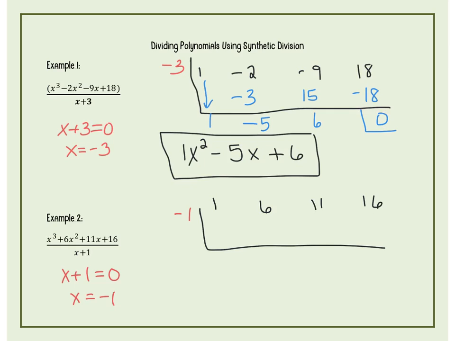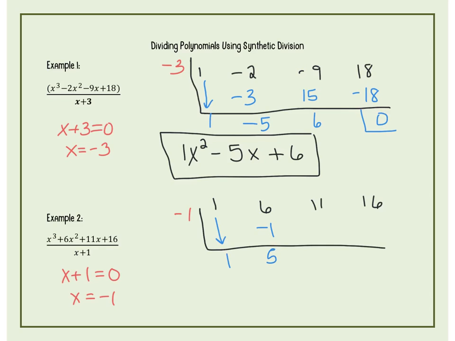Okay. Then we always, always, always bring down the first term. Now we multiply with the number on the outside. So 1 times negative 1 is negative 1. So we add on the inside, then multiply with the outside. So 6 plus negative 1, or 6 minus 1, is 5.